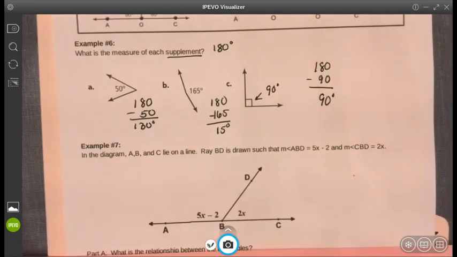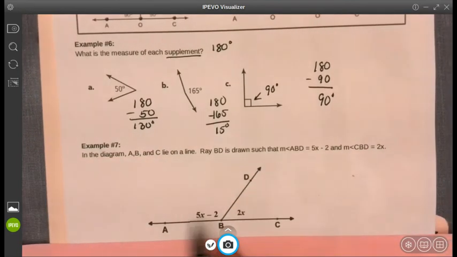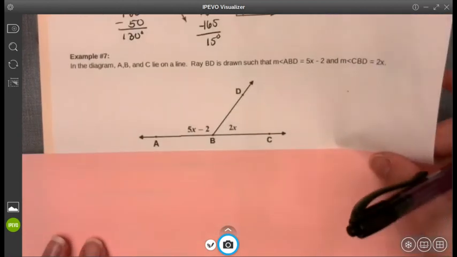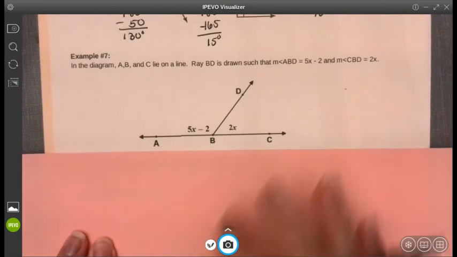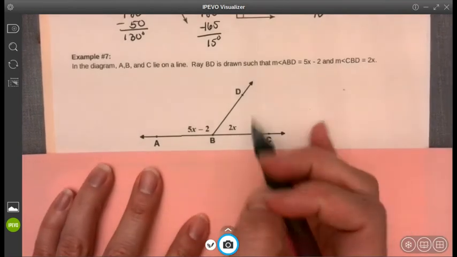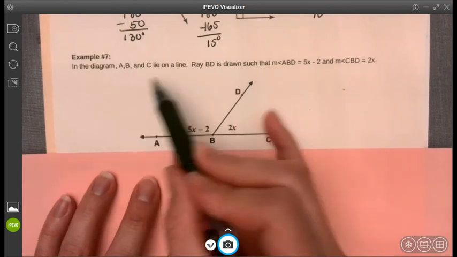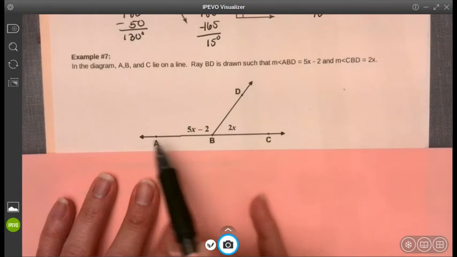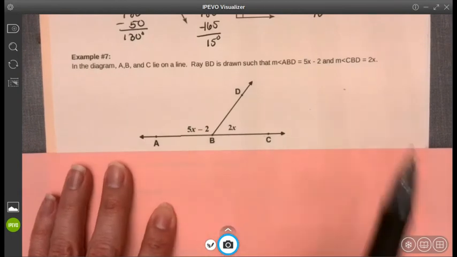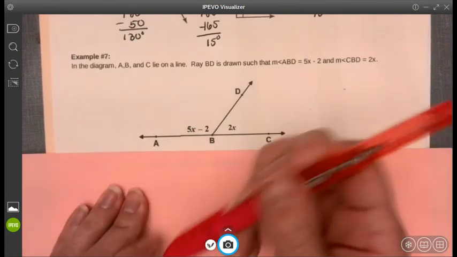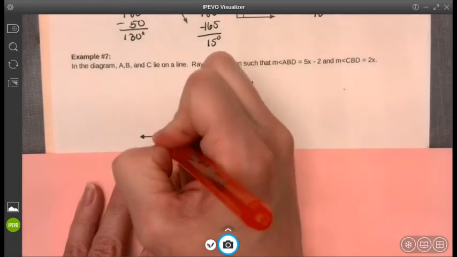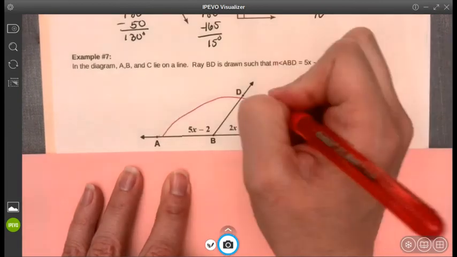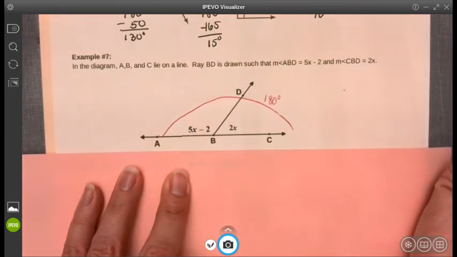So what I would suggest to you is to redraw this diagram on your paper if you didn't print this out. And when they give you a diagram, you want to make sure you also read the information that's given to you. So they're telling us that A, B, C, they all lie on a line. So right off the bat, they're giving me the information that, of course it doesn't show up, that ABC is 180 degrees.